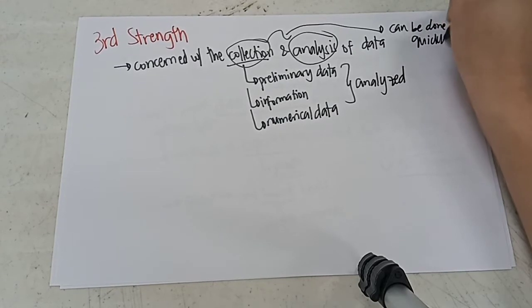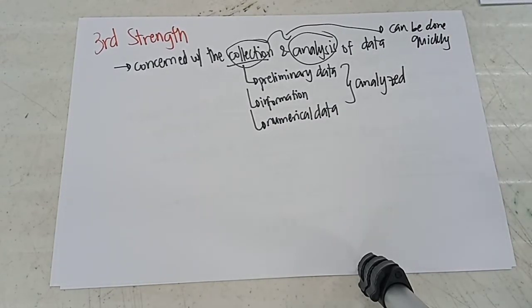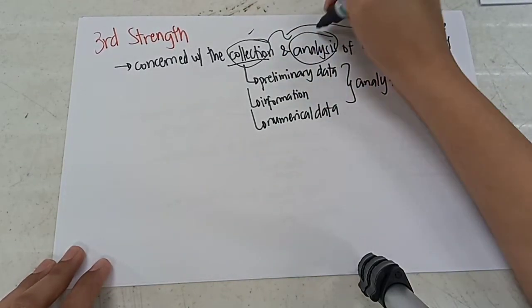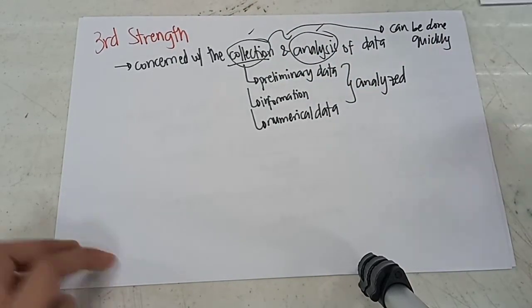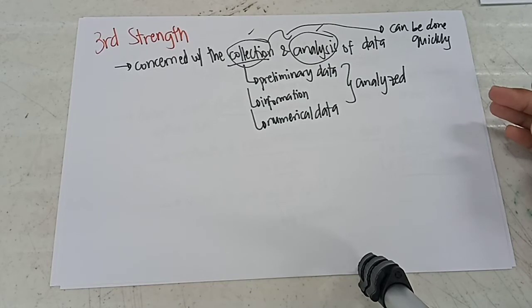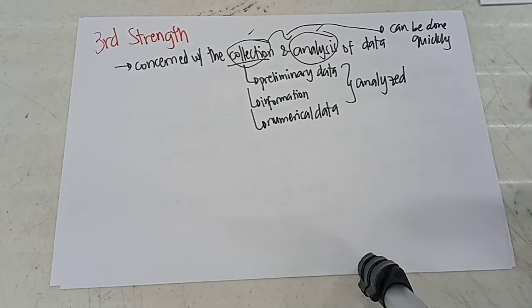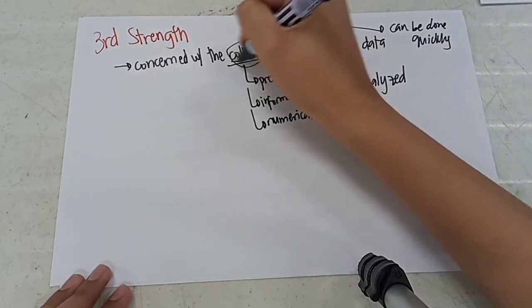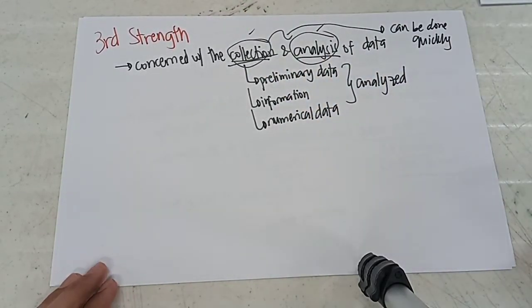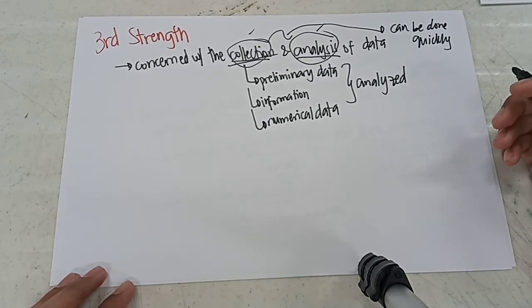Okay? So the third strength or the third advantage is that in quantitative research, the collection and analysis of data can be done quickly. Okay? Since the materials are readily available in the internet and past research analysis, the collection of this data and analysis can be done quickly. Okay?